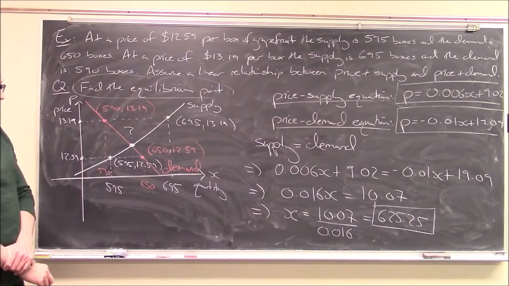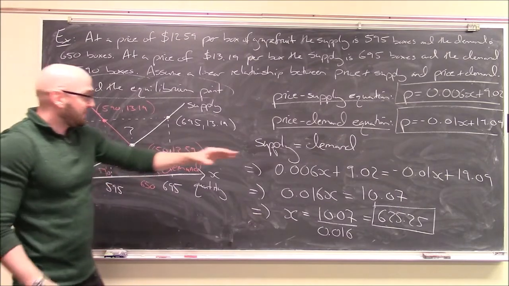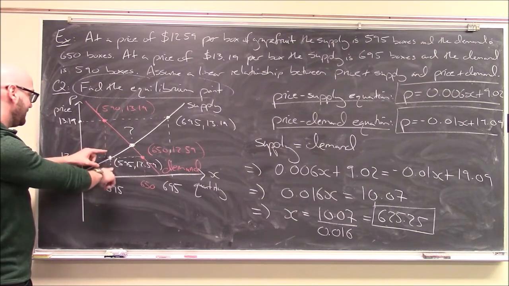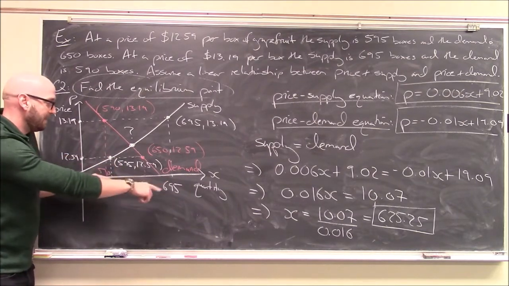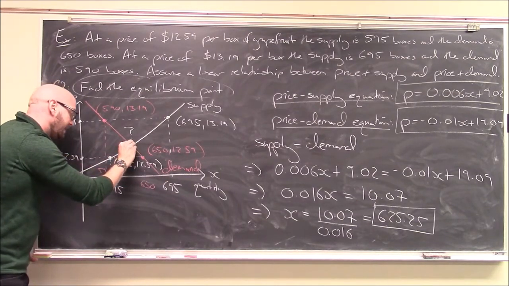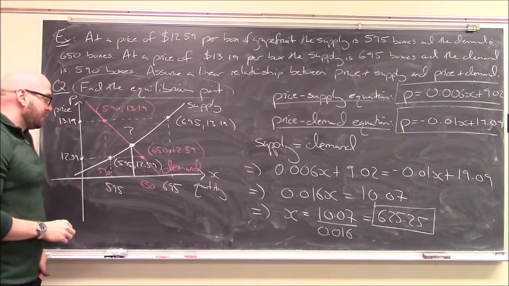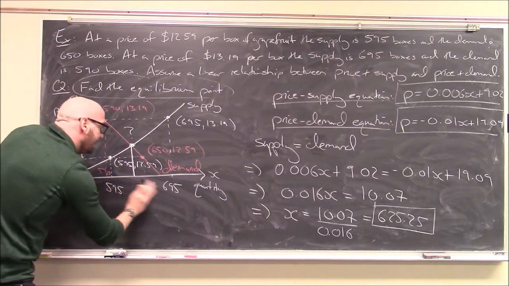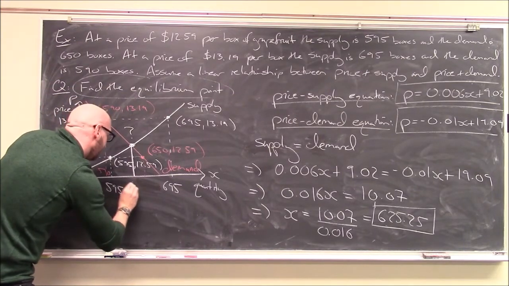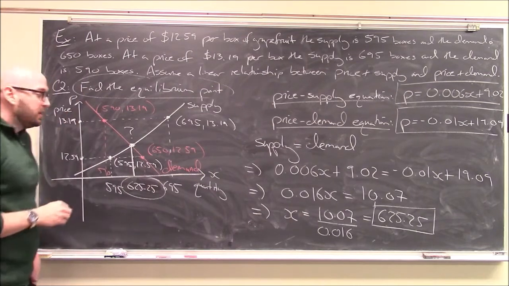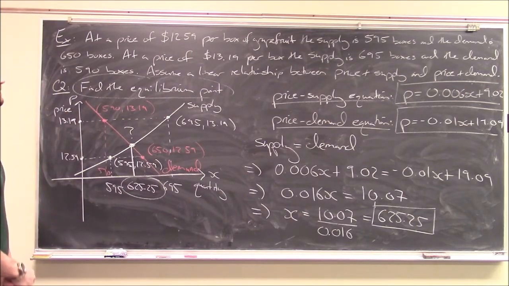Again, you should ask yourself, is that reasonable? If my answer was 10,000 or something, no, it wouldn't be very reasonable, because I know, looking at this picture, it's somewhere between 595 and 695, and that certainly looks like a reasonable number, right? Right here, my equilibrium quantity is 625.25. Looks like a totally reasonable number.